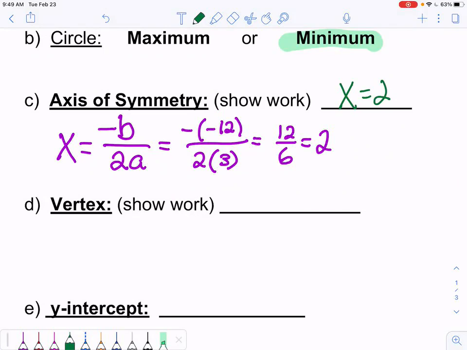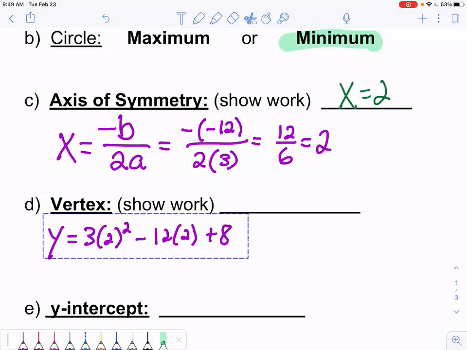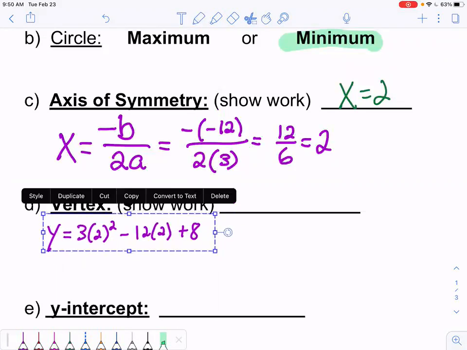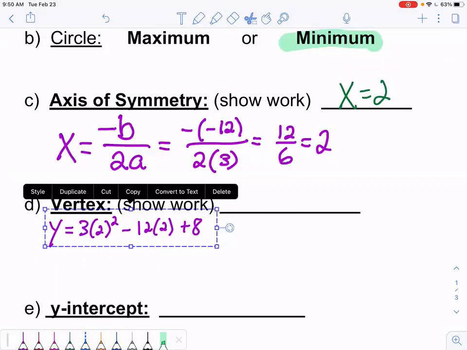Jason, what do we do once we have our x? We find our y. Tell me what to plug in. 3 times 2 squared, minus 12 times 2, plus 8. Awesome. So I'm going to take that. I'm just going to shrink it a little bit and move it up.